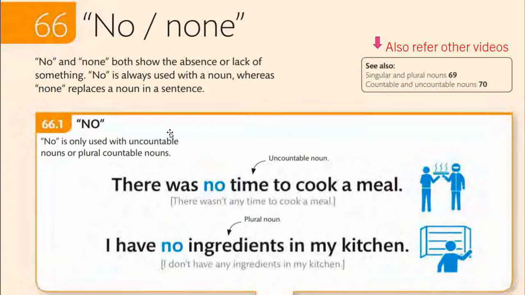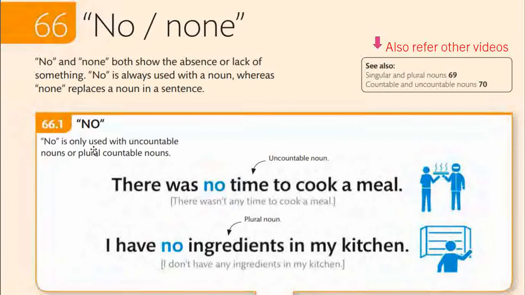Let us see the first pointer. The first pointer is regarding the use of no. No is only used with uncountables. Uncountables are those words which do not have any singular or plural. They cannot be counted at all. For example, milk. I have no milk. Time. I have no time. You cannot count time. You cannot count milk. So these are uncountables. So no is used with uncountable nouns.